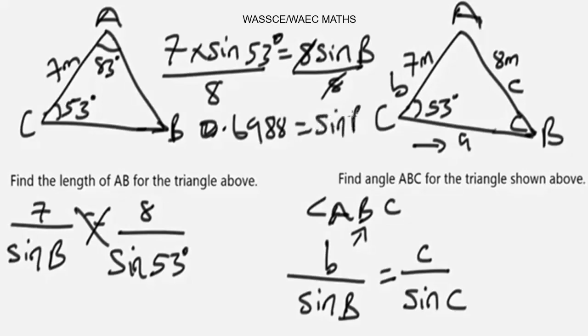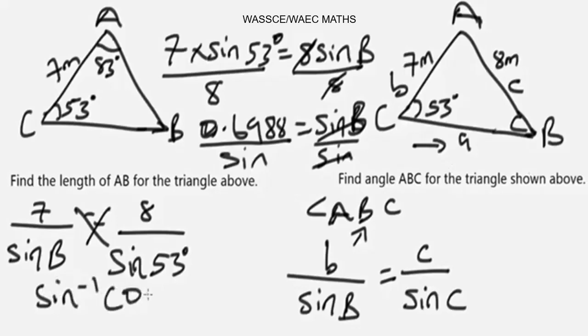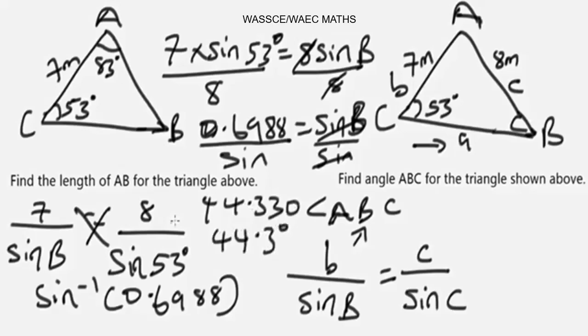This equals sine B. Now to make B the subject of the formula, you take the sine inverse of both sides. So our B will be sine inverse of 0.6988. Let me punch it in the calculator. Sine inverse of 0.6988 will give us 44.330. If we want to leave it in one decimal place, it will be 44.3 degrees. So that would be the angle for B, and this will be our answer. What we have here will be 44.3 degrees. So it's as simple as that, guys. That's it. Our B equals this.